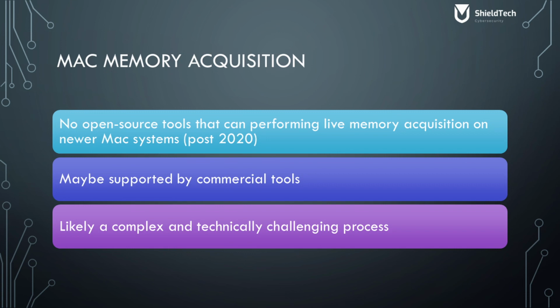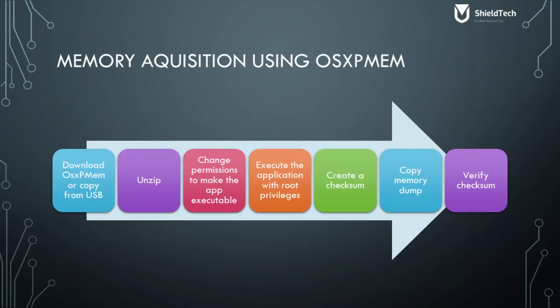This section will provide a guide on acquiring memory from Mac devices pre-2020. The process involves using a tool called OSX-PMEM. The tool is developed by Velocidex. OSX-PMEM can be downloaded from GitHub. You find a link to the GitHub page in the PDF attached to this lesson.